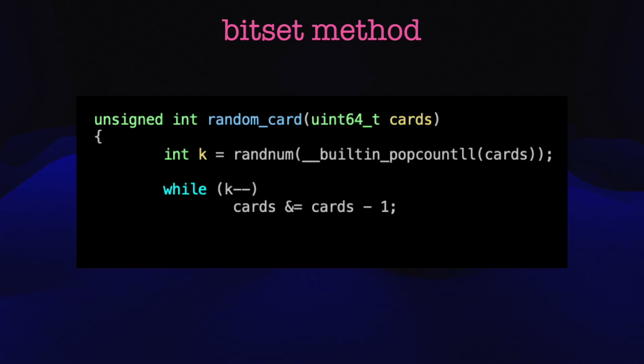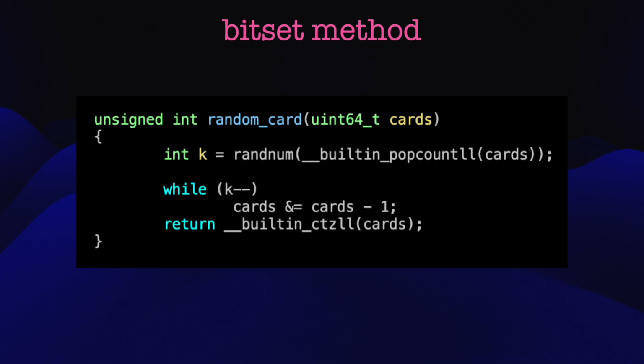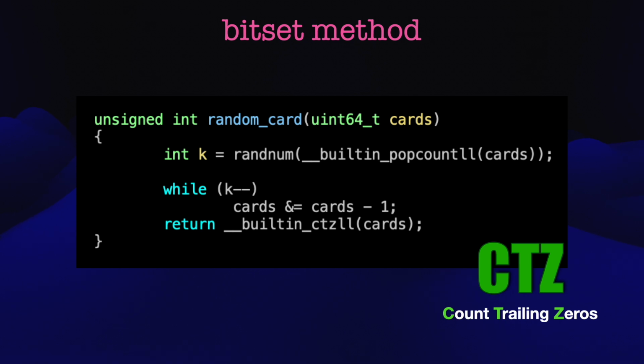Back to our function. We're going to loop k times using our trick. When the loop completes, we'll have stripped out the k lowest set bits. Now we want to know, what is the index of the lowest remaining set bit? There's a cool intrinsic for this, built-in CTZ. CTZ stands for count trailing zeros, and that's what it does. The number of trailing zeros is going to be the index of that kth card, which is what we want to return. CTZ is also the name of the x86 instruction that it's going to emit.